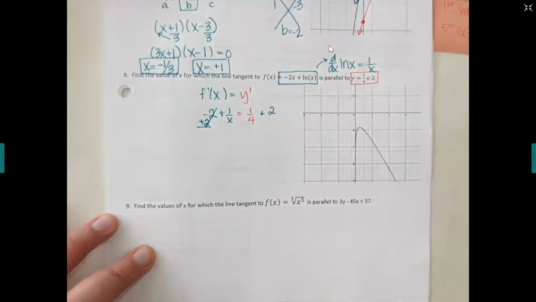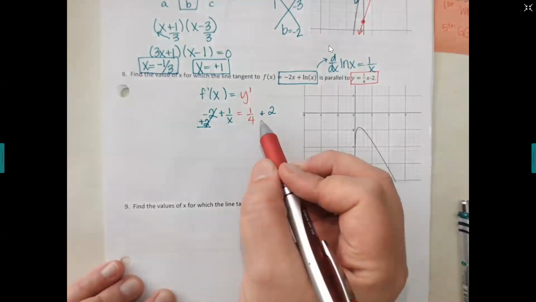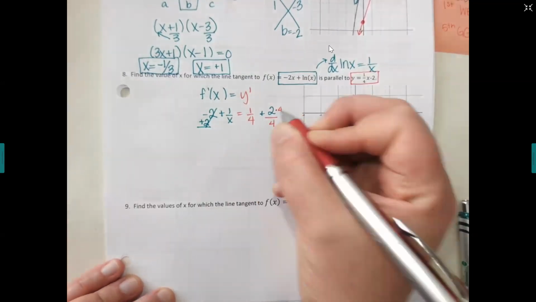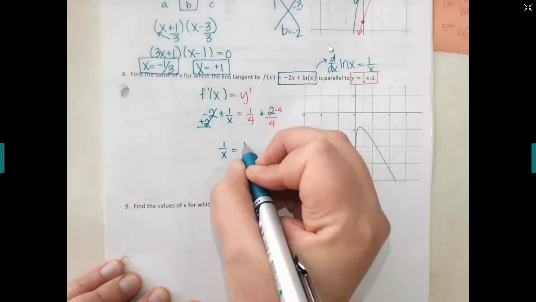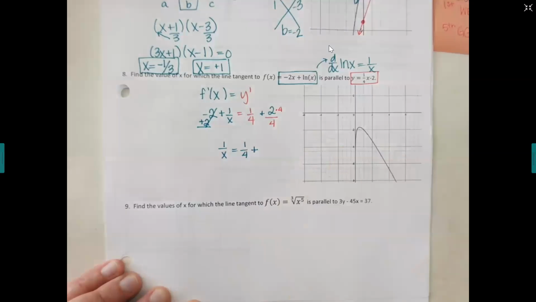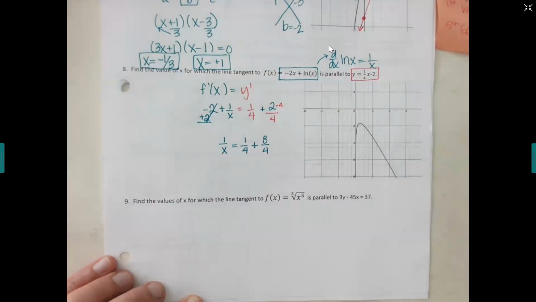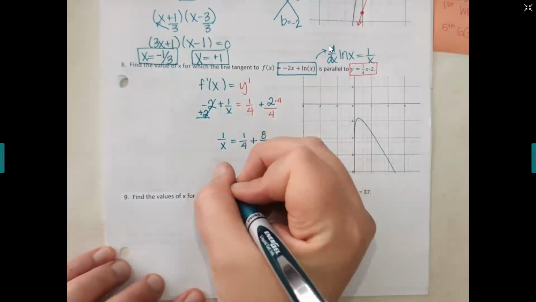But when I'm adding 2 to a fraction, I want to make it the same type. So remember, we talked about last time that if I want this to be over 4, I can multiply by 4 on the bottom and on top. So what is that fraction going to be now? So before you add it, it would be 8 over 4, which will then go to 9 over 4, correct? Okay, so I turned my 2 into an 8 over 4 so that I can add it with 1 over 4 to get 9 over 4.